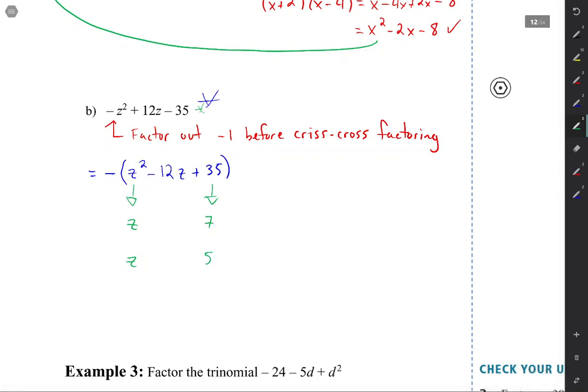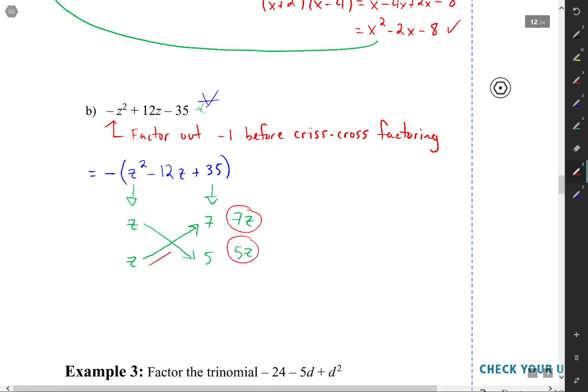Then we're going to put our crisscross and we're going to multiply along the crisscross. So starting at z, we're going to do z times 7, which gives us 7z. And then we're going to do z times 5, which gives us 5z. Now, I want to say it's very important where you put these things over here. Make sure when you follow the crisscross up, you're putting the answer up on the top. And then if you're following the crisscross down, you're putting the answer on the bottom like this. It will mess things up if you change the positioning of the 7z and the 5z here. And that goes for every single question.